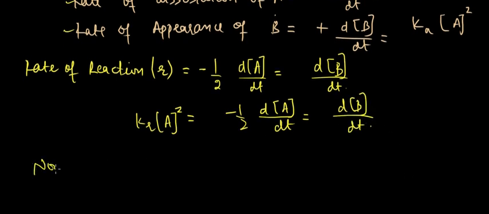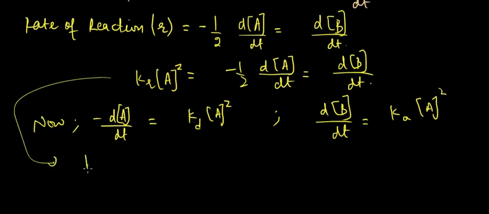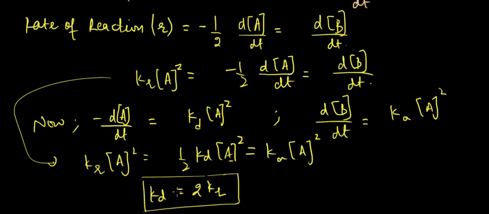So now, as we know that minus dA by dt would be equal to Kd times A square, and we know that dB by dt is equal to Ka times A square. Okay, so from here we can write that Kr times A square would be equal to half of Kd times A square, which in turn would be equal to Ka times A square. Now from here we can write that Kd is equal to twice Kr. Kd is the rate constant for dissociation of A, and similarly we can write that Ka, or the rate constant for appearance of B, would be equal to Kr.